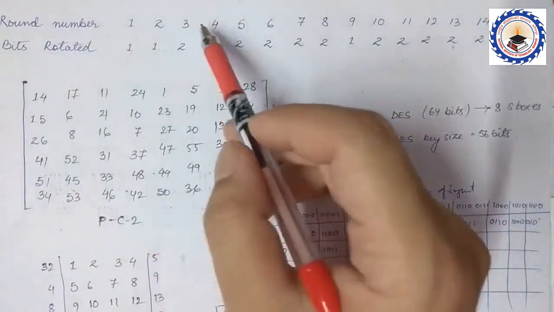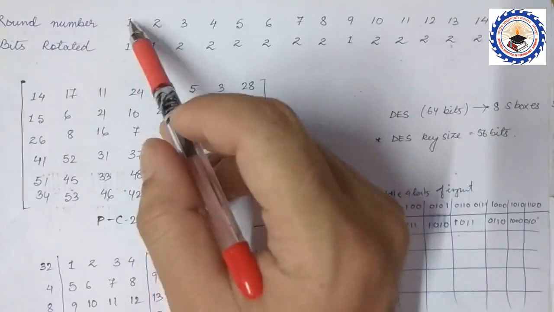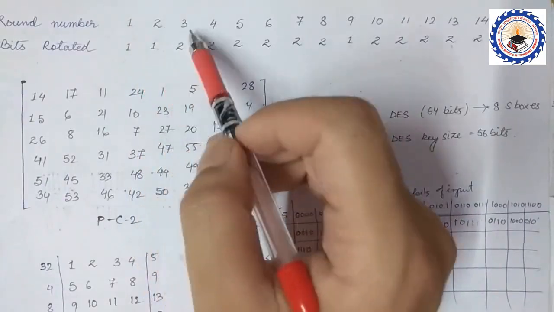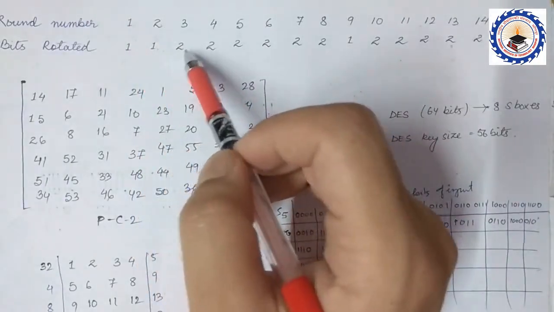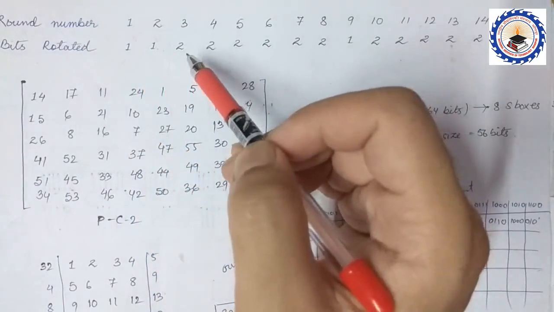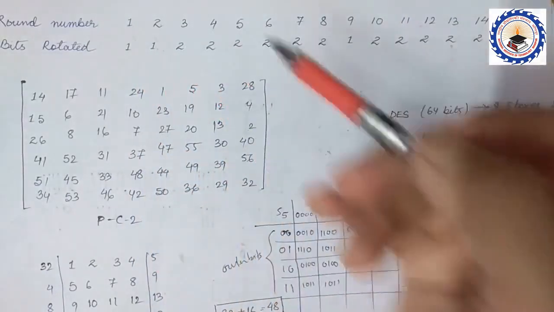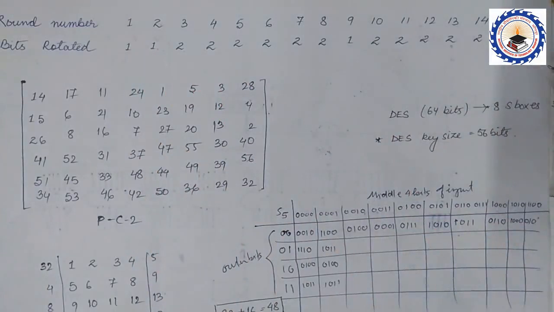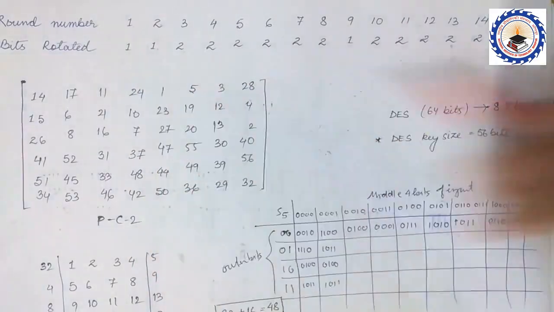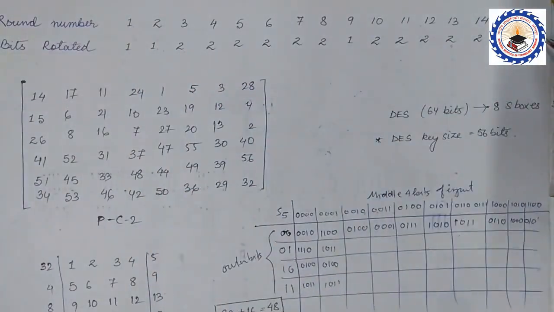For every round the shifting is different. For the first round it is 1, the second round it is 1, the third round it is 2. Since we are continuously shifting the 56 bits, we get different keys. K1 up to K16 will be different. Up to round 16 we are continuously shifting by either 1 or 2 bits. This is the default number of rounds and the number of bits rotated in each round.